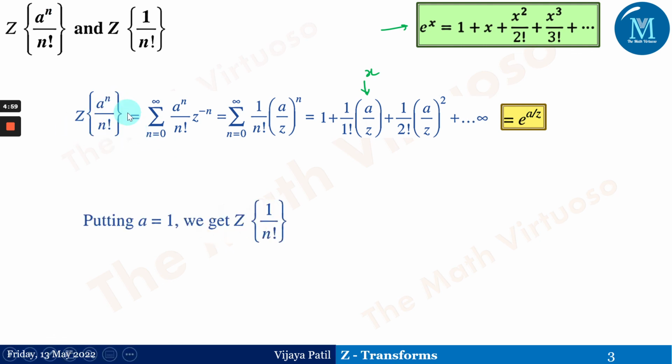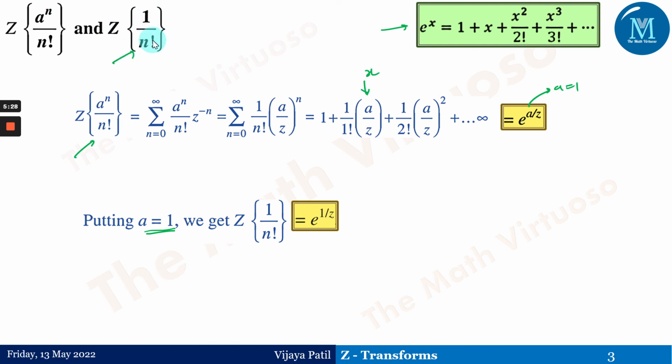Moving ahead, if we want 1 upon n factorial, we can use this result by putting the value of a equals 1. If we put a equals 1 in this Z transform, we get the Z transform of 1 upon n factorial as e to the power 1 by z.